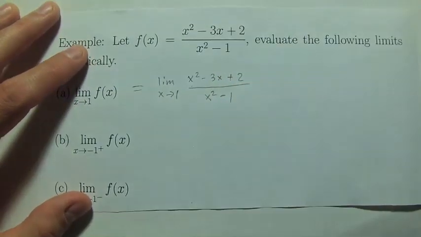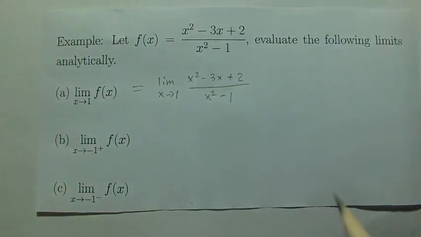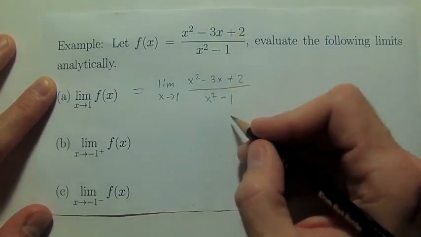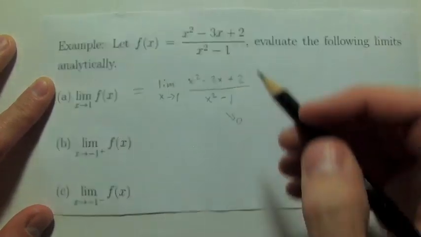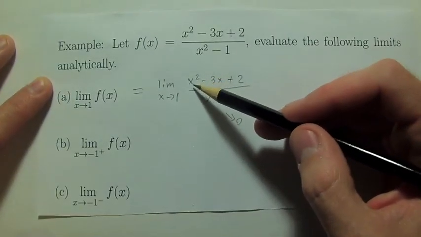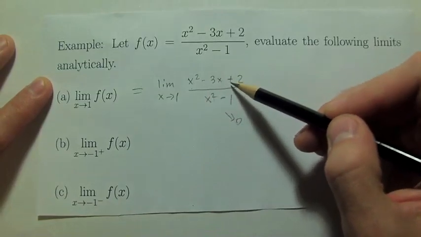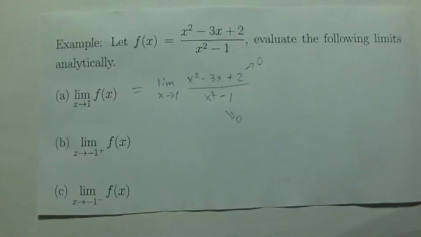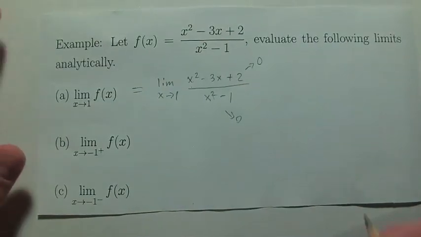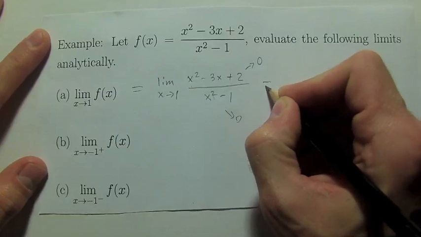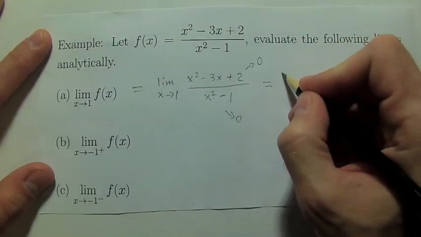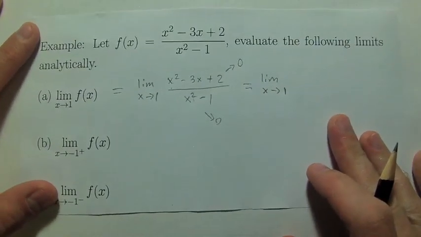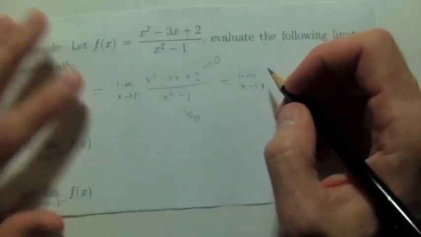And when we go to plug in 1, well, we definitely get 0 in the denominator, because we'll get 1 minus 1. How about the numerator? Well, we get 1 squared, so 1 minus 3 plus 2. So this is a 0 over 0 case, right? So we need to factor. Well, that's what we should probably start to do. 0 over 0 means more work. So let's go ahead and try and factor if we can.